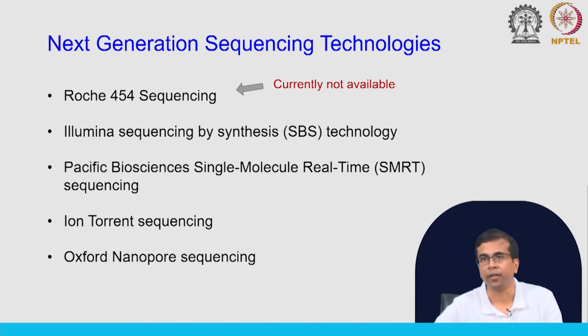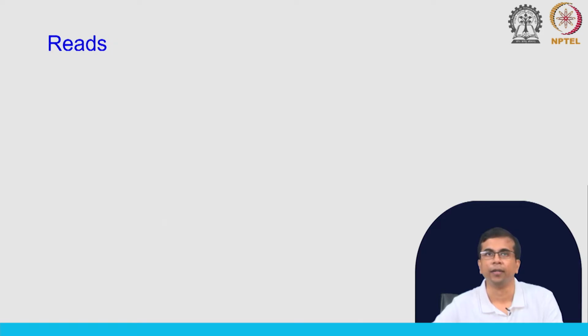Despite that, we will discuss Roche 454 sequencing, because this was the first method of next generation sequencing, and you will also find a lot of data in databases from this technology. So, it is good to understand how this data was generated before you can actually analyze those data sets. Before we go into the technologies themselves, let us talk about what the reads are.